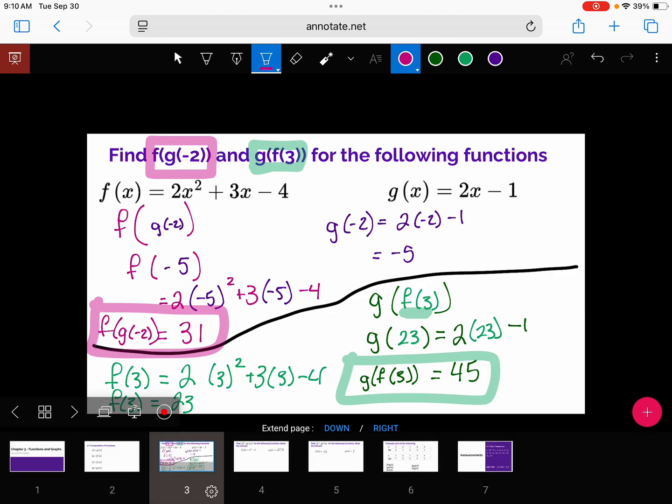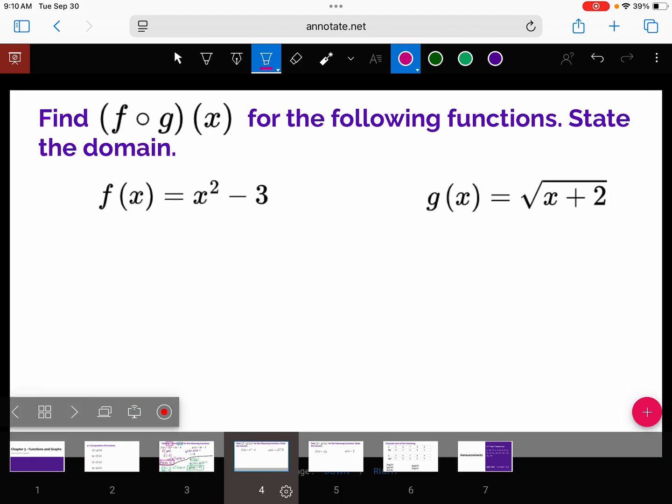Okay, because what we're going to look at now is when we're composing functions, and we need to find the domain of the composed functions. So we're going to be doing like f of g of x. So we're just going to wind up with an equation here. So we're going to find our f of g of x, and we're going to find the domain of our new function. So our f of x is going to be x squared minus 3. And our g of x is the square root of x plus 2.